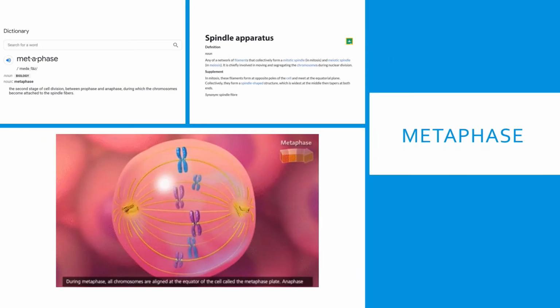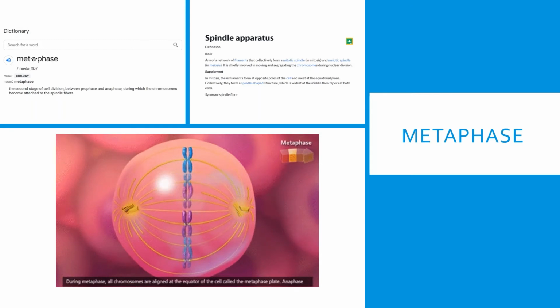Alright, so the next phase is metaphase. The second stage of cell division, between prophase and anaphase, during which chromosomes become attached to the spindle fibers. Okay, so this complex called the spindle apparatus, these kind of gold things with all these wires coming out of them, is known as the spindle apparatus. And essentially what it does is it takes microfilaments and attaches them to the centromere, which is that little dot about the center of chromosomes.